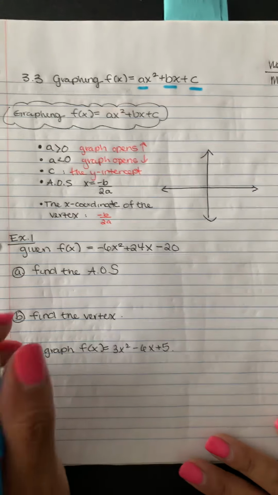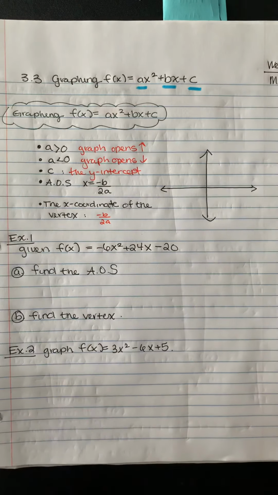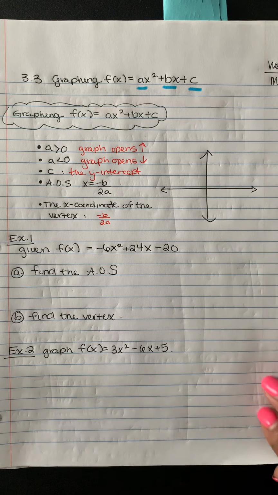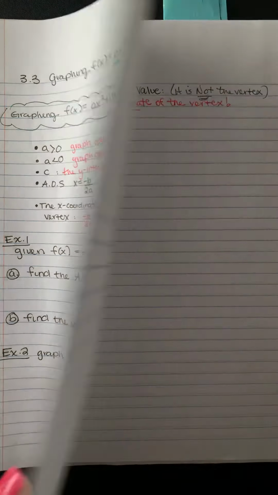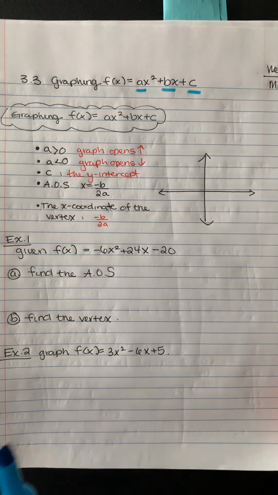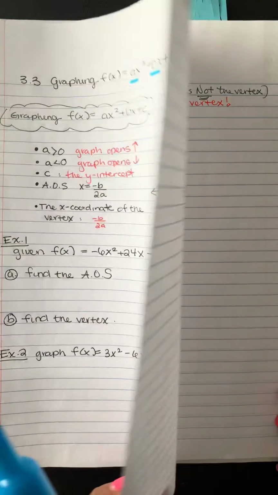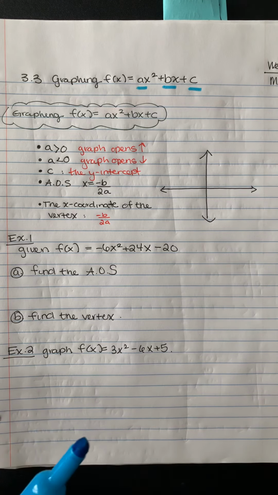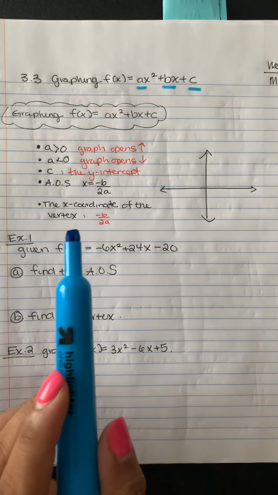So the first thing I want you guys to do is go ahead and draw the outline. Make sure you leave some room. We are going to go over example 1, A and B. Example 2, we are going to graph based off the information, and then we're going to talk about maximum, minimum points, and we can also look at the graph of that.